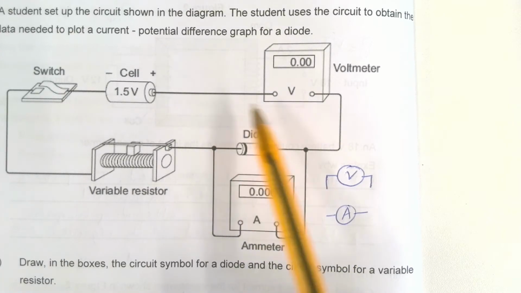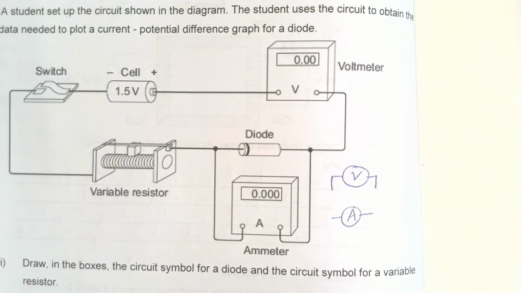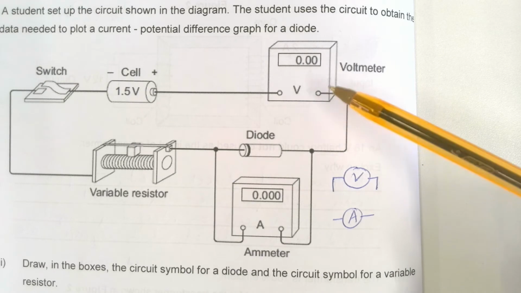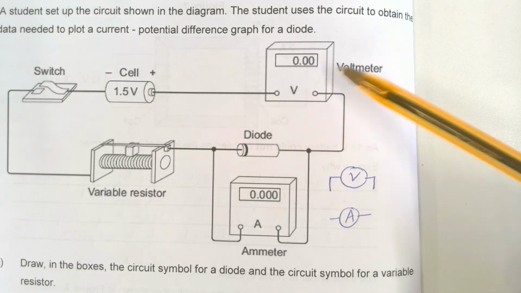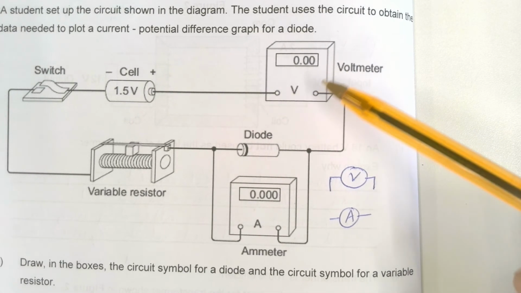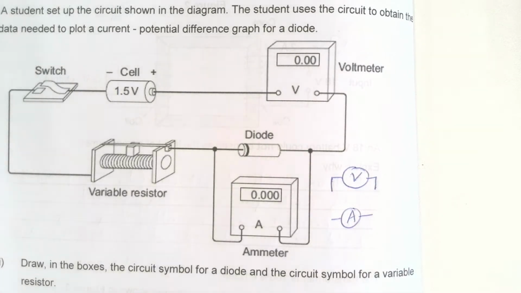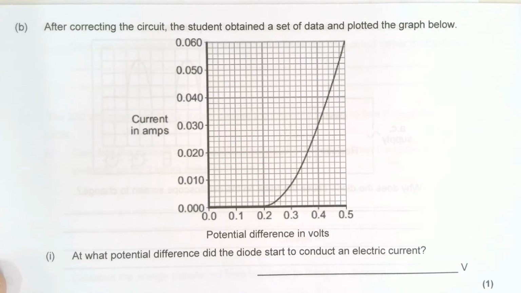The most common mistake when students set up circuits as well. That's why, as I say, I always insist on students adding the voltmeter last of all. Once the circuit's working, then I allow them to touch voltmeters. Otherwise, it won't work. After correcting the circuit, the student obtained a set of data and plotted the graph below.